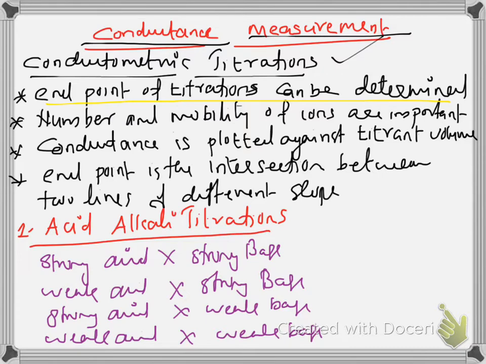First one is conductometric titration, and the second one is precipitation titration, or in other terms, conductometric titration we can classify into acid alkali titration and precipitation titration. That is a better explanation.